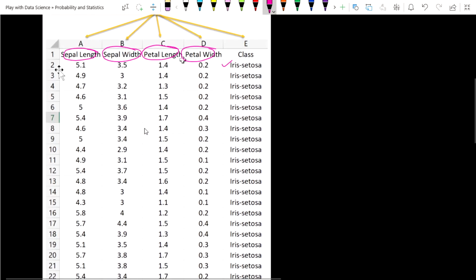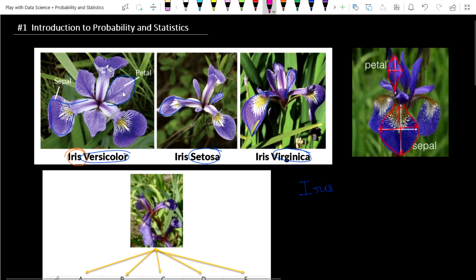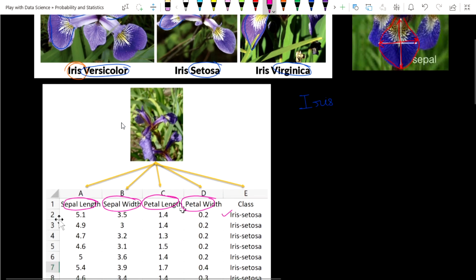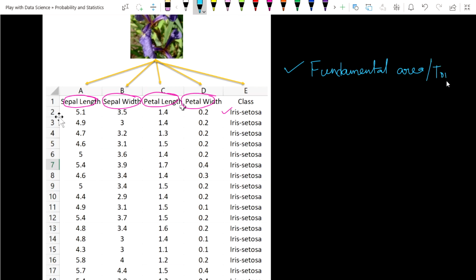Now the question is why we actually need to study probability, and why these datasets are important for studying probability. So let's see. Probability is a simple fundamental concept. This is the first thing: it is a fundamental area or topic in mathematics.